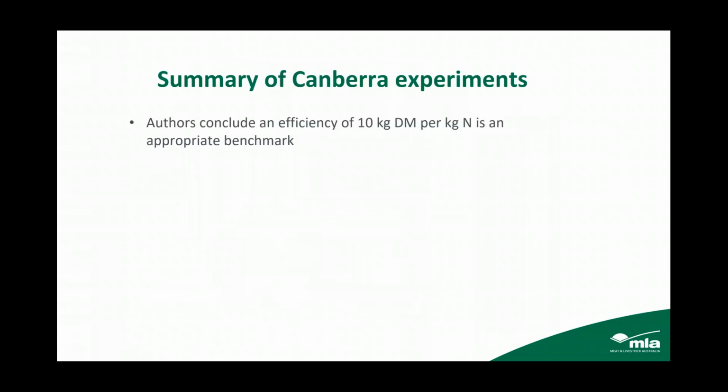Overall, what's really stunning about those Canberra experiments is they conclude very similar to what Richard did with the ryegrass work, that you could conclude an efficiency of around 10 kilos of dry matter on average per kilo of nitrogen. They concluded that was an appropriate benchmark for fertilising those types of pastures with around 40 to 80 kilos of nitrogen as urea. As expected, the results are a function of prevailing conditions, particularly soil moisture.